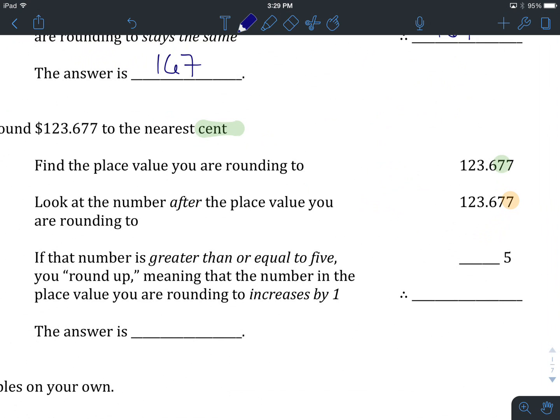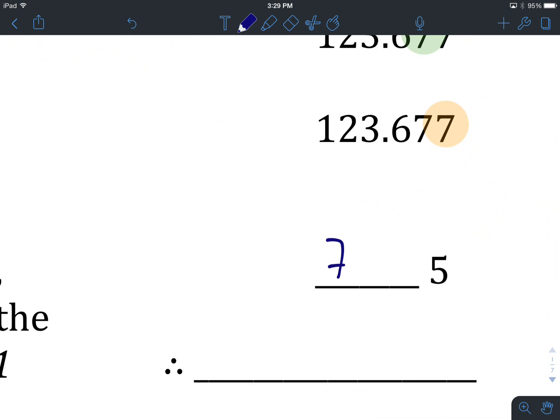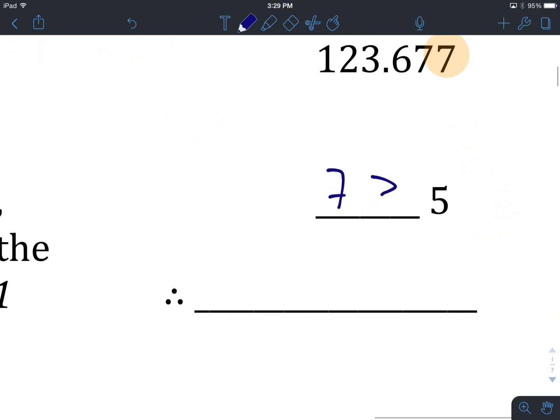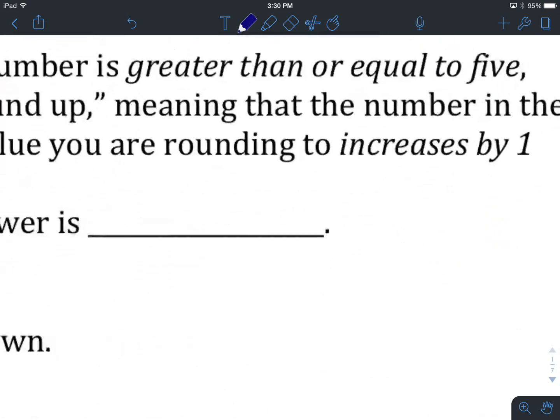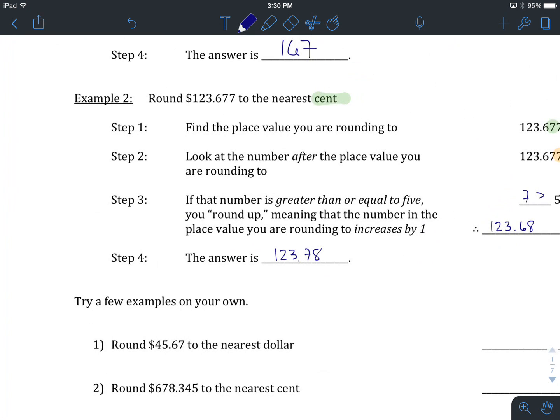So let's take a look at this. 7 is larger than 5. And therefore, we are going to round up, so we'll write down all the other numbers, 123.6. Now the 7 we're being asked to round to, because it's followed by a second 7, we'll be bumping that 7 up to an 8. And that's the procedure. Our final answer then is 123.68.